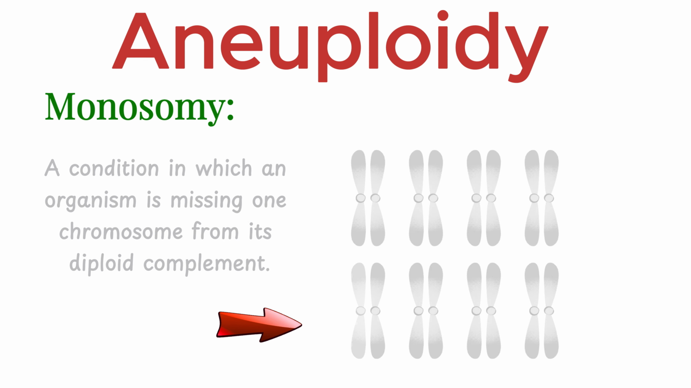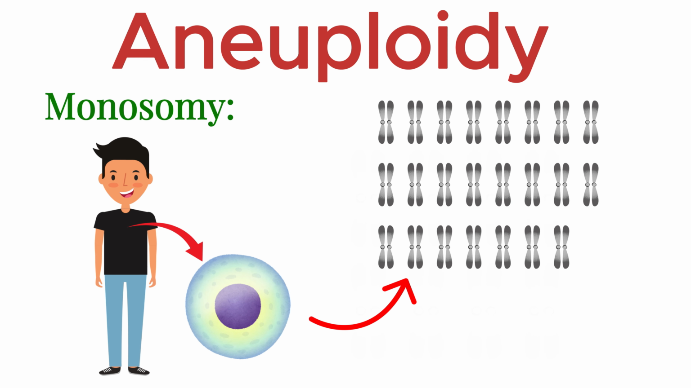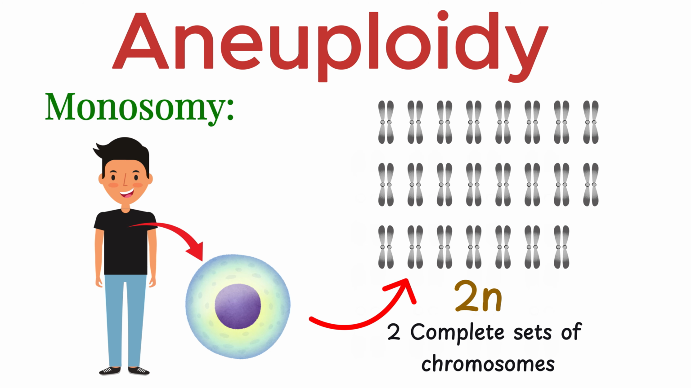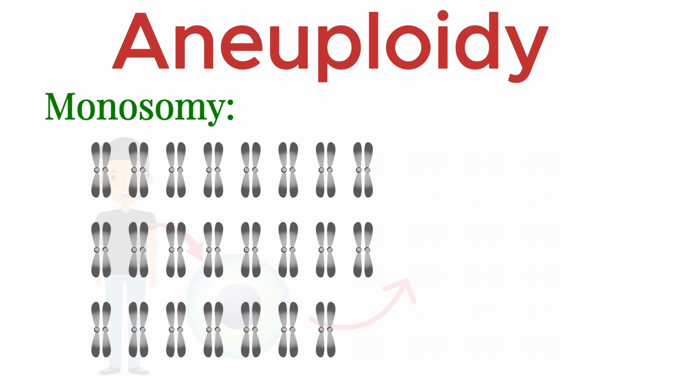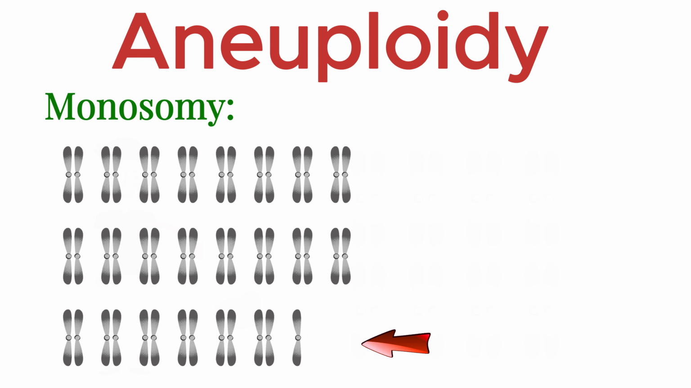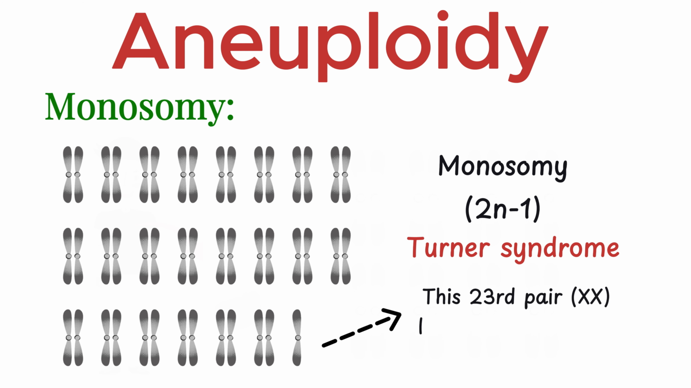Let's take the human genome as an example. A normal human cell has 46 chromosomes, which we can represent as 2n, meaning two complete sets of chromosomes. If one chromosome from this diploid complement is missing, the condition is called monosomy. In symbolic form, this is written as 2n-1. In humans, a well-known example is Turner syndrome, where instead of 46 chromosomes, only 45 chromosomes are present. Specifically, there is only one X chromosome instead of two sex chromosomes.